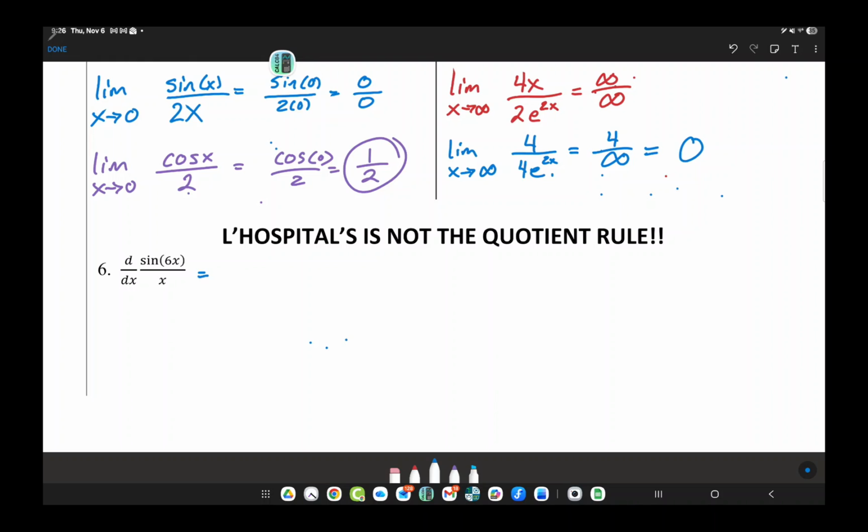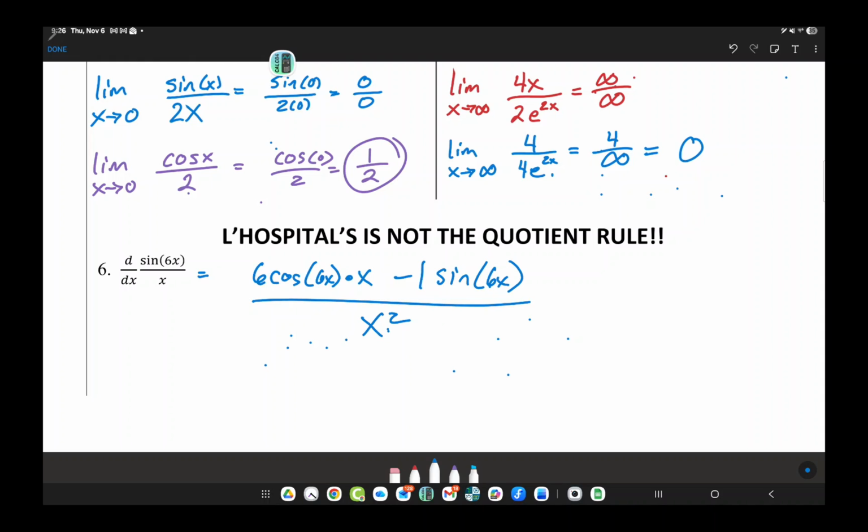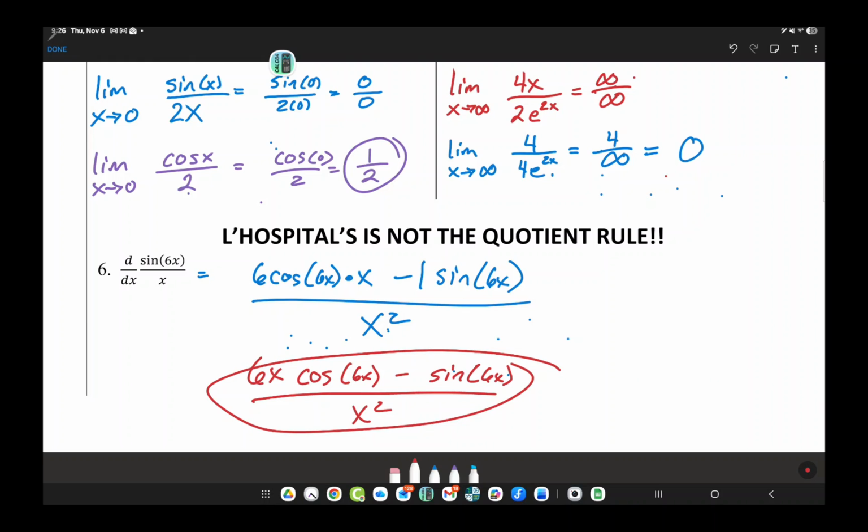So that's going to give me the derivative of sine 6x, which is 6 cosine of 6x times x, minus the derivative of x, which is 1, times sine 6x, all over x squared. And the only thing left to do is maybe simplify this as 6x cosine of 6x minus sine of 6x, over x squared. That's just your general quotient rule. Okay, so that's it, nothing else.